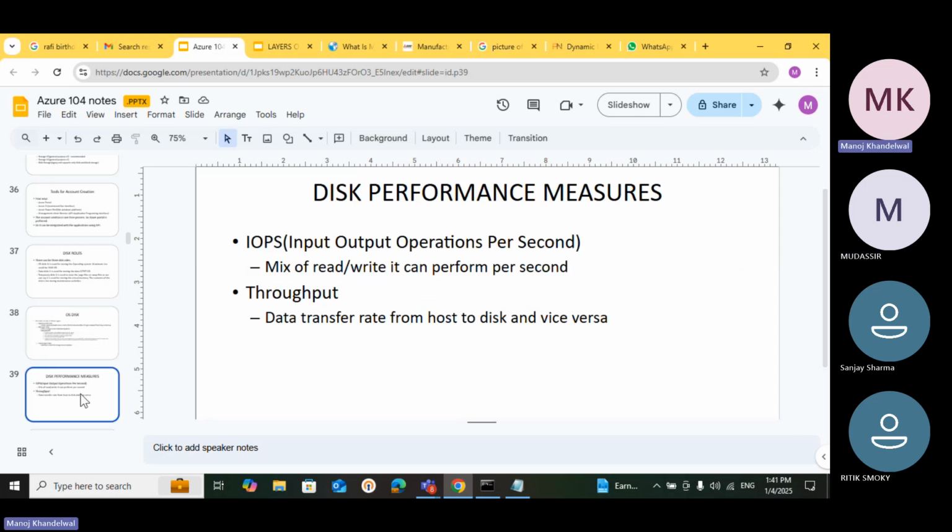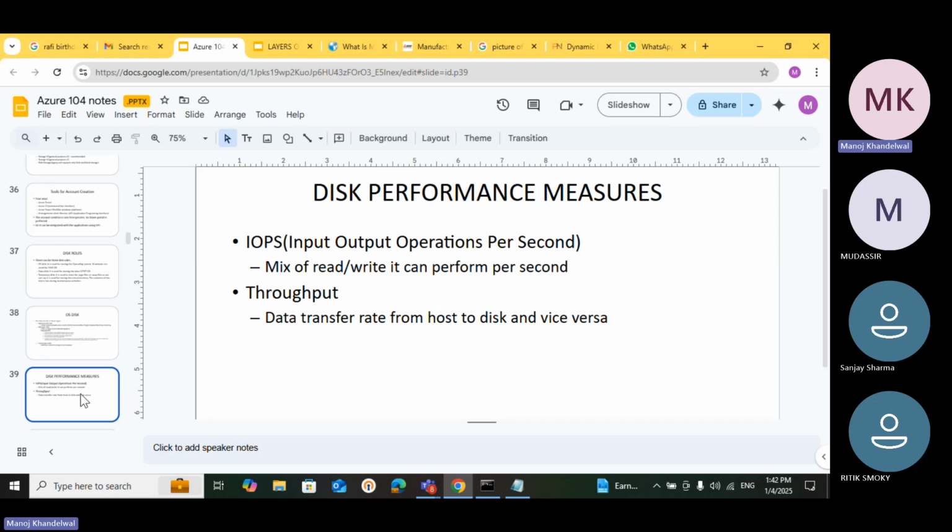Then disk performance. What is the disk performance? It can be measured in 2 ways, IOPS and throughput. IOPS means input output operations per second. How many mixed read write operations it can perform per second, that's called input output operations per second. So if you want to measure the performance of your disk, this is how you can measure: how many read write operations per second you're able to do.